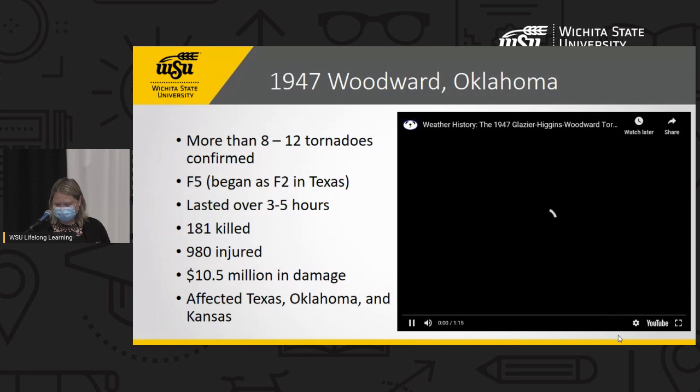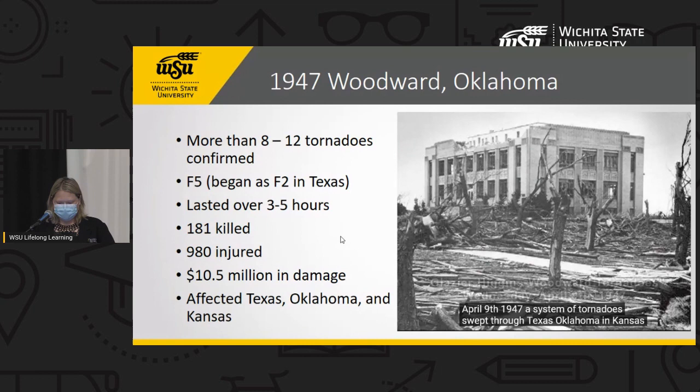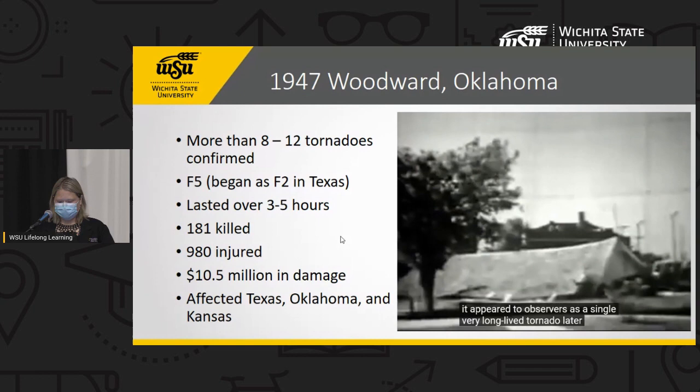I'm meteorologist Mark Mancuso, and on this day in weather history, April 9, 1947, a system of tornadoes swept through Texas, Oklahoma, and Kansas. The Glazier-Higgins-Woodward tornadic event was similar to the tri-state tornado of two decades before, in that it appeared to observers as a single, very long-lived tornado. Later analysis suggested that it was a multiple tornado outbreak.